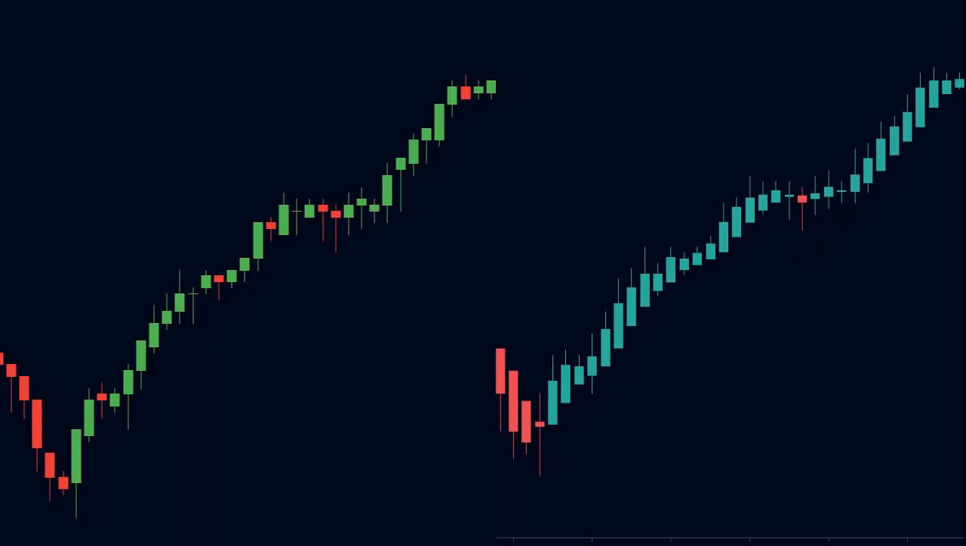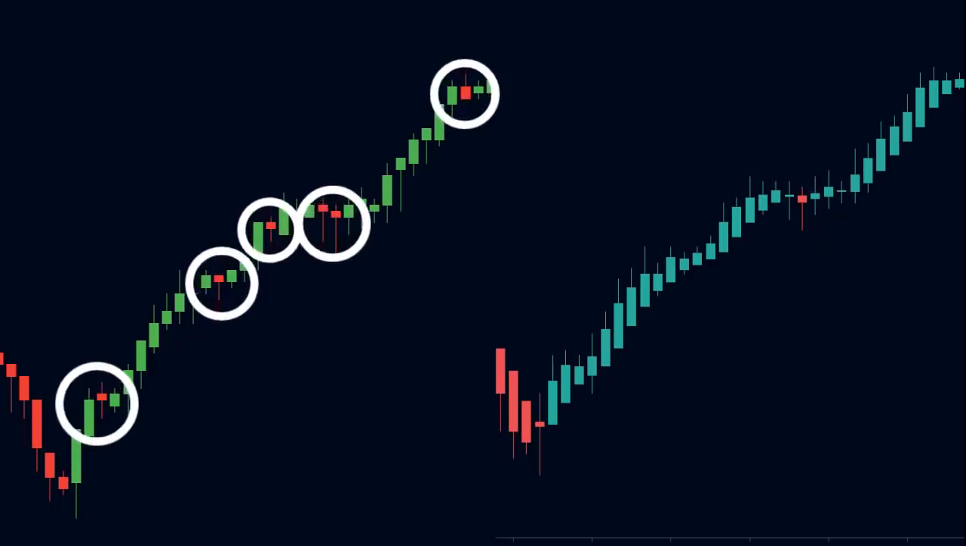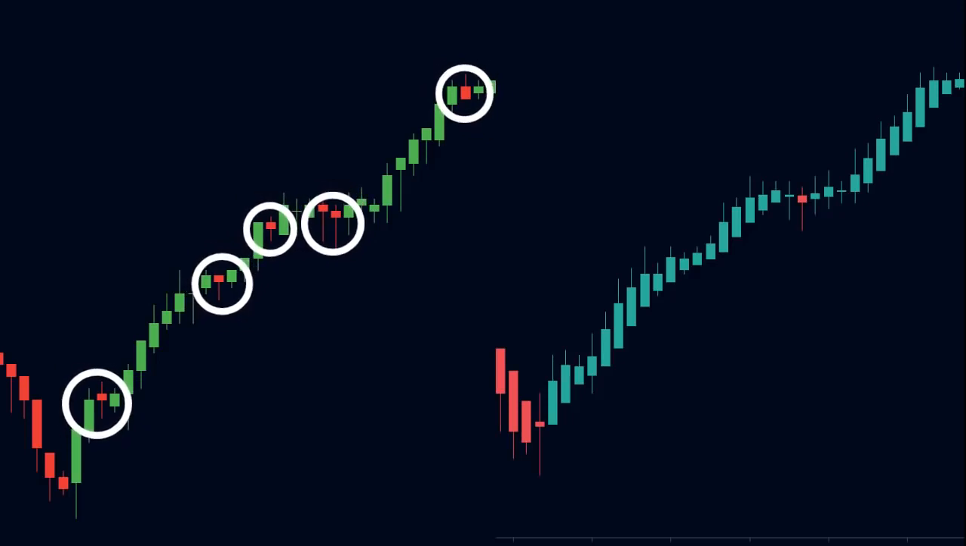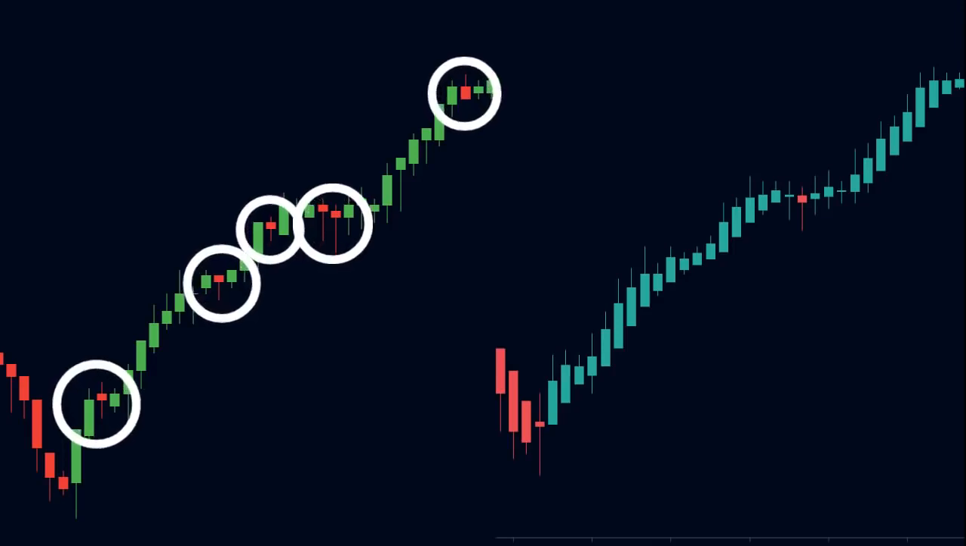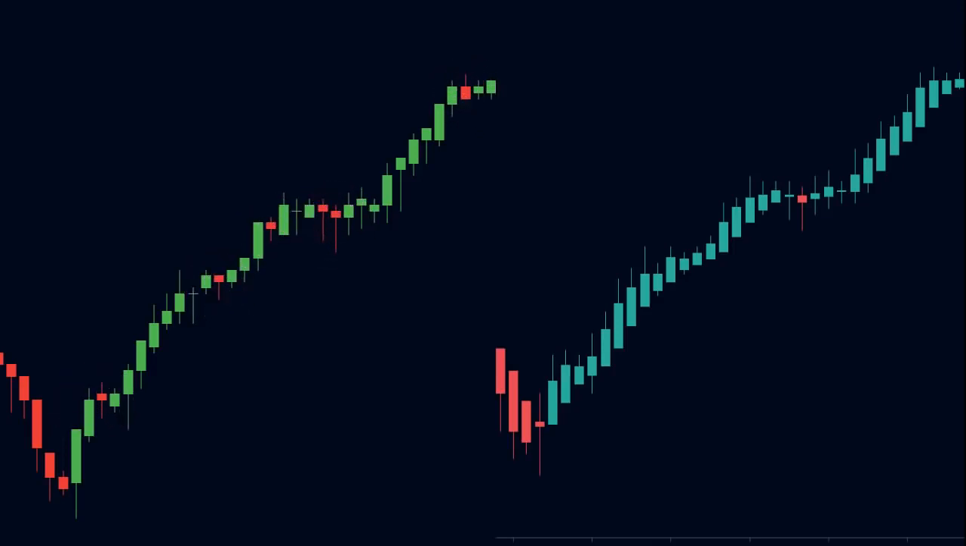The problem with using candlestick charts is that these red candles are nothing but market noise. These small red candles have virtually no impact on the chart. But when new traders are trading this chart in real time, these candles can confuse them. This is where Heikin Ashi comes into the picture.